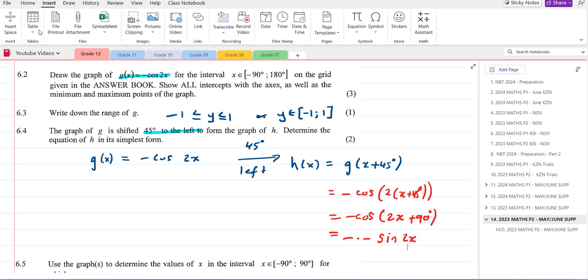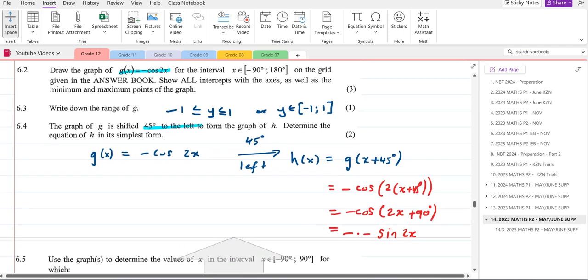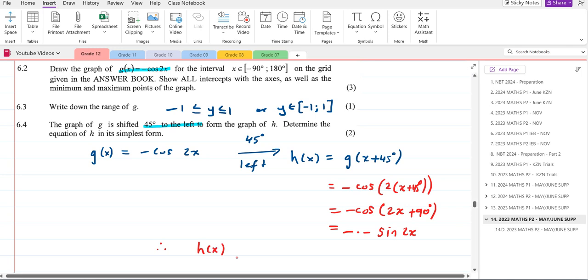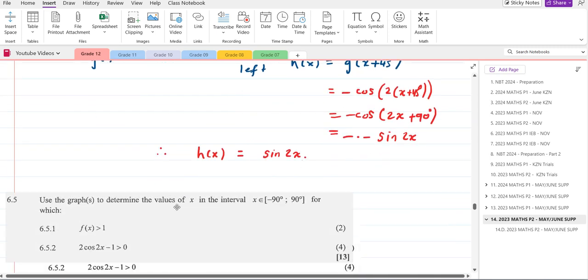So what's your function h of x? Your function h of x is basically equal to sine 2x. Determine the equation of h in its simplest form: the simplest form is just sine 2x. I hope you guys understood that. Let's see if this is correct. Cos in the second quadrant is negative, negative, cos changes to sine because of the 90, because this is 90 degrees plus the angle. Perfect, so everything makes sense.